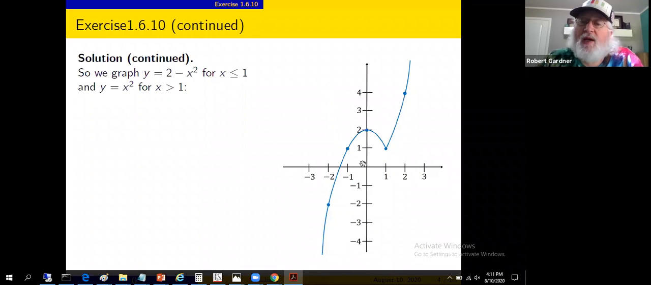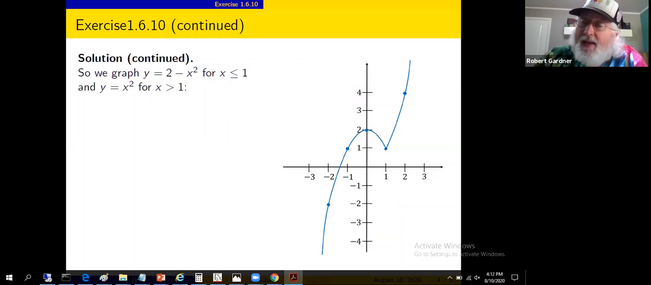It would be an opening upward parabola. In fact, it would pass through the point 1, 1 and the point negative 1, 1. Strictly speaking, the blue point here comes from the opening downward parabola and not the opening upward one because of the piecewise way that the function was defined. Anyhow, it looks like we get a continuous piecewise defined function. So here's the graph of the piecewise defined function.